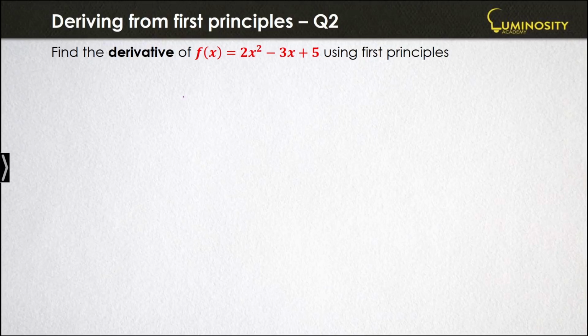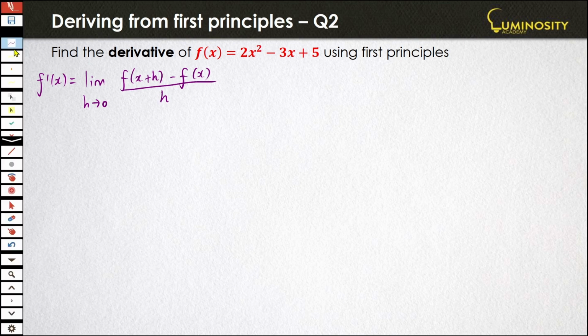What is the derivative? Let's have a look at deriving from first principles, question 2. So again, the first derivative is defined as the limit as h tends to 0 of the average gradients formula. Alright, so I'm going to do my algebraic gymnastics on the side and work out what this expression is.